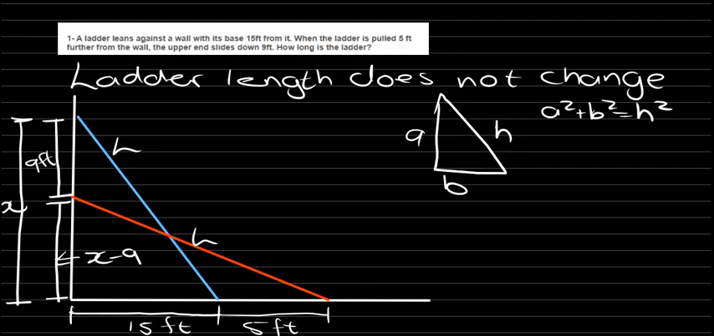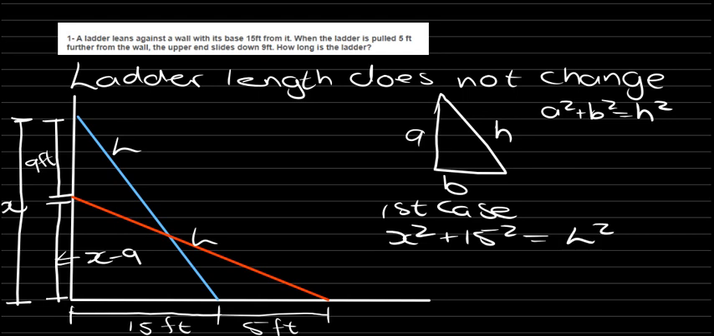That means we can set up two equations from the get-go for these two triangles. What does that look like? If we're focusing on the blue triangle, the ladder in the blue position, the first case, we can see that x squared plus 15 squared equals L squared. That's the length down here, the x side over there, and this 15 over there. We've got a right triangle where we can apply Pythagoras. So that's the first case.